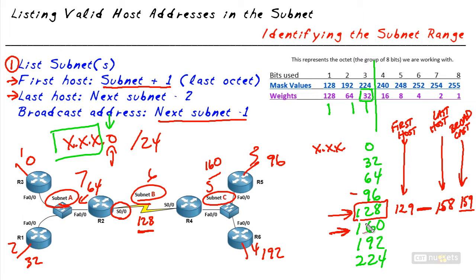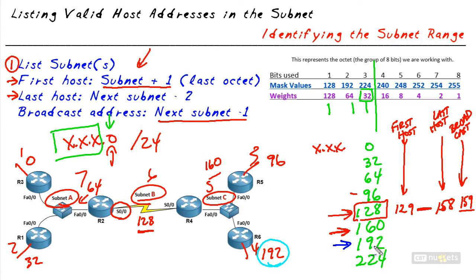So let's play that game again. What we're going to do is use this formula right here, and let's pick on this subnet right here, subnet 192. My question for you is this. What is the first valid host on the 192 subnet? What is the last valid host on the 192 subnet? And what is the broadcast address for the 192 subnet?